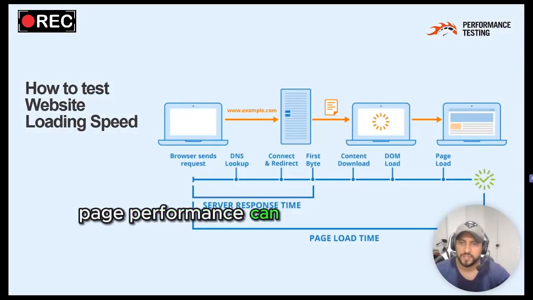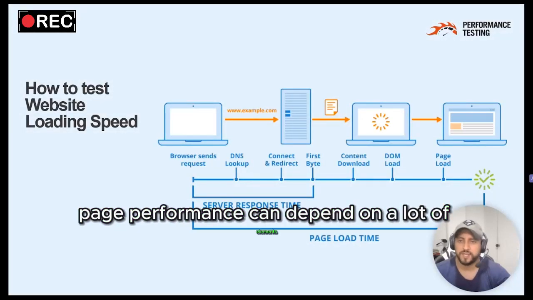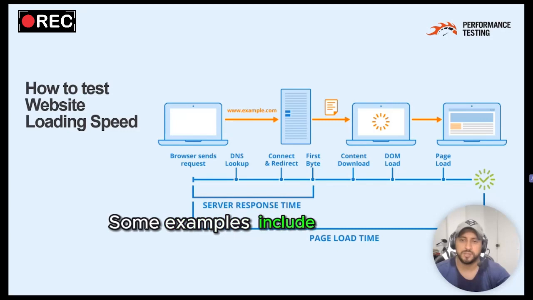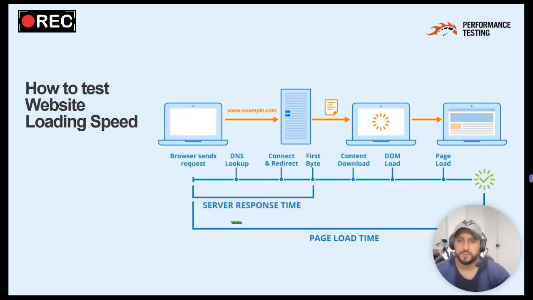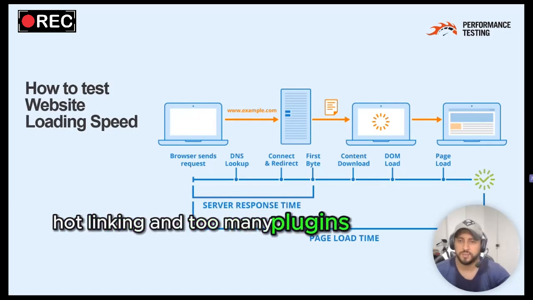Page performance can depend on a lot of elements. Some examples include page types, user behavior, file sizes, website server, inefficient coding, hot linking, and too many plugins or widgets.